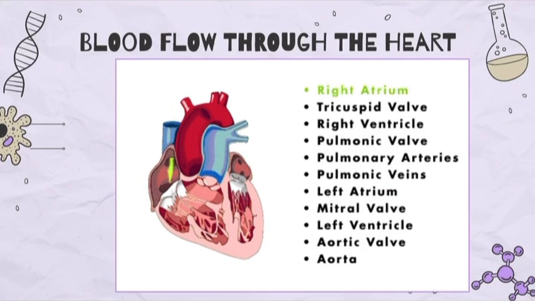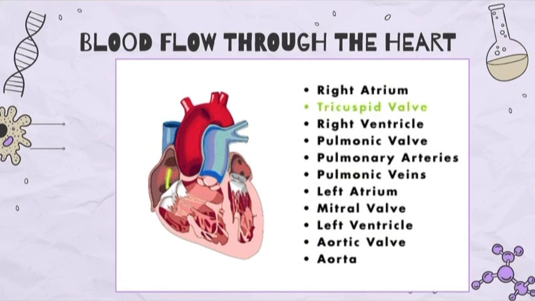Okay, so let's use this graphic to trace the blood flow through the heart. Deoxygenated blood from the body enters the right atrium through the superior and inferior vena cava. From there, it passes through the tricuspid valve into the right ventricle. When the right ventricle contracts, blood is pushed through the pulmonary valve into the pulmonary arteries, which carry it to the lungs.